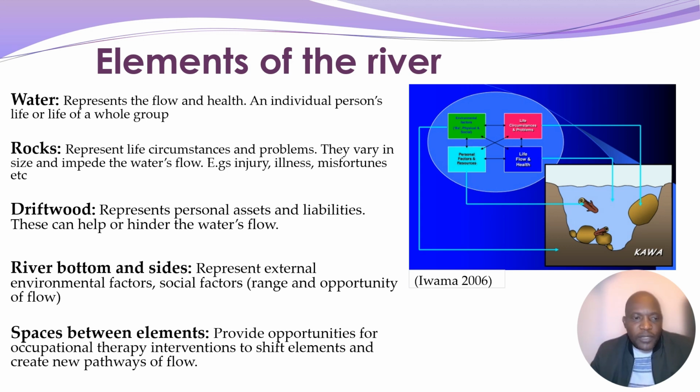And then we have driftwood. Driftwood represents personal assets. If you think of the capabilities approach where we look at the person's strengths or assets, the driftwood represents the assets or an individual's strengths, but the driftwood also represents liabilities. I think sometimes this is where the Kawa model can be ambiguous when we are looking at this metaphor. The driftwood can either be assets or liabilities. So these can either help or hinder the flow of the river.